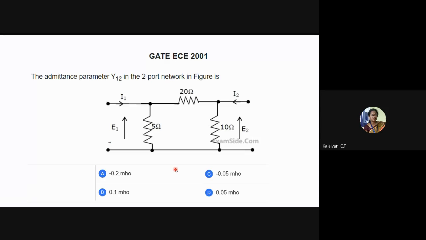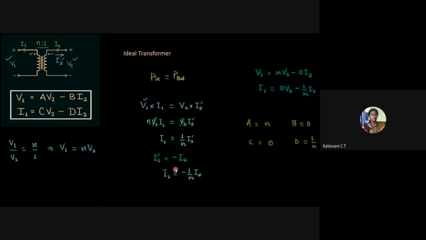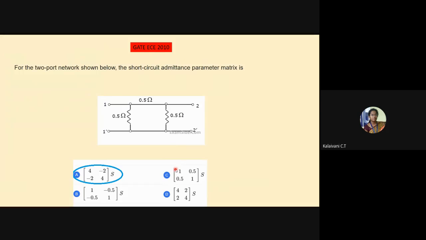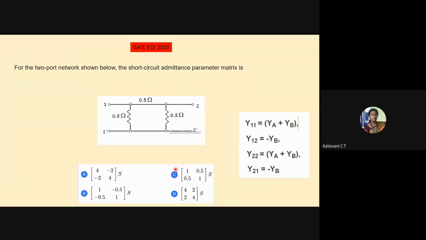We have the formula already given. From that we can find the answer easily. So what is that formula? By this formula we have to find the answer. The question is they have told to find Y12. Y12 will be equal to minus YB.